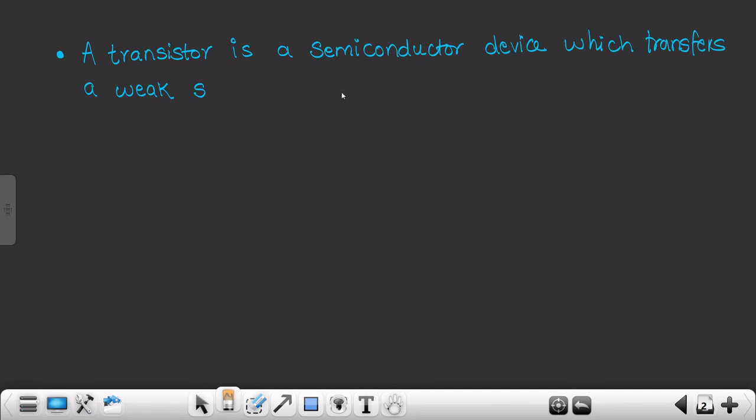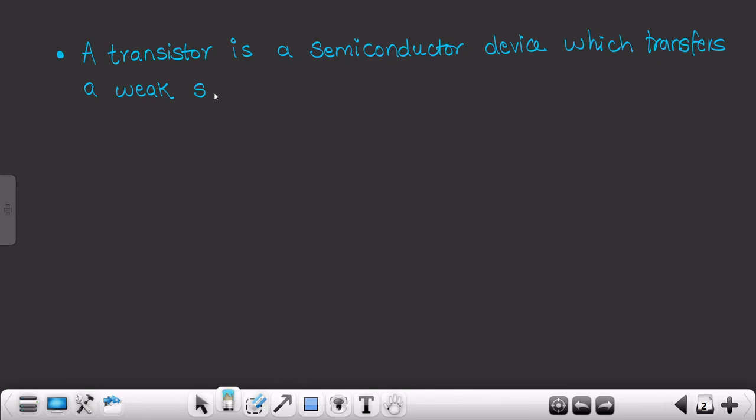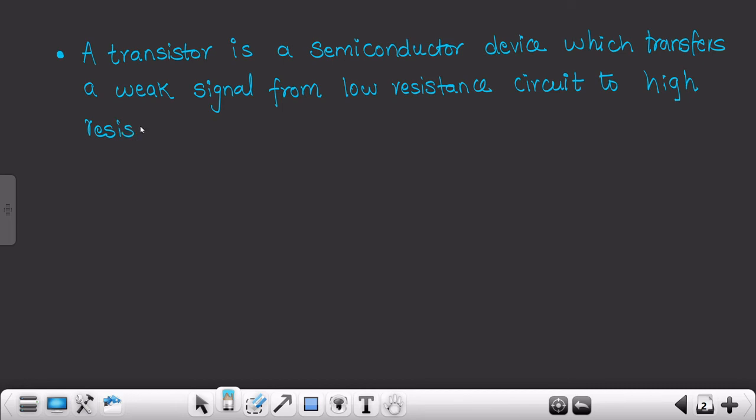So a transistor is a semiconductor device which transfers a weak signal from a low resistance circuit to a high resistance circuit, right? This is what we saw till here.